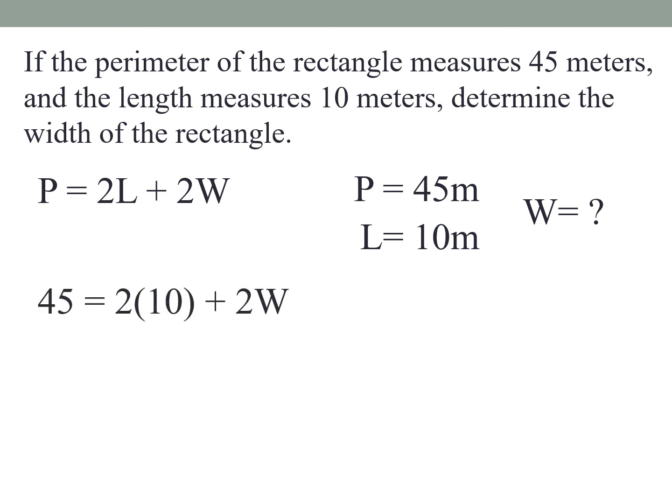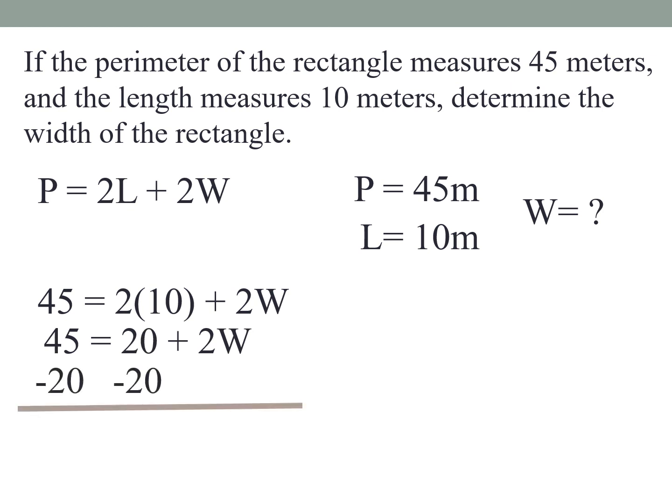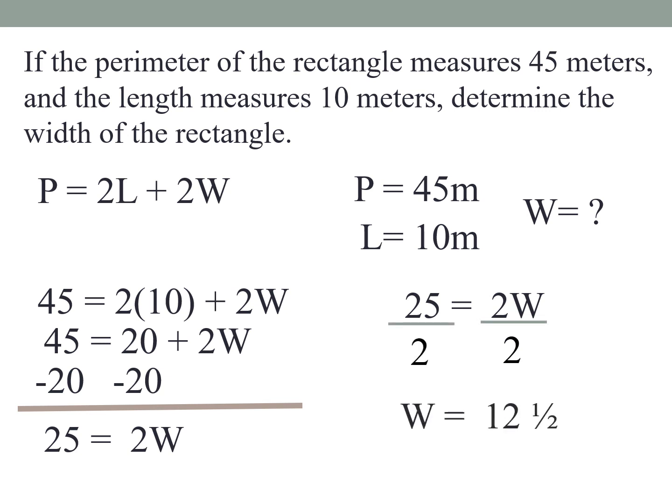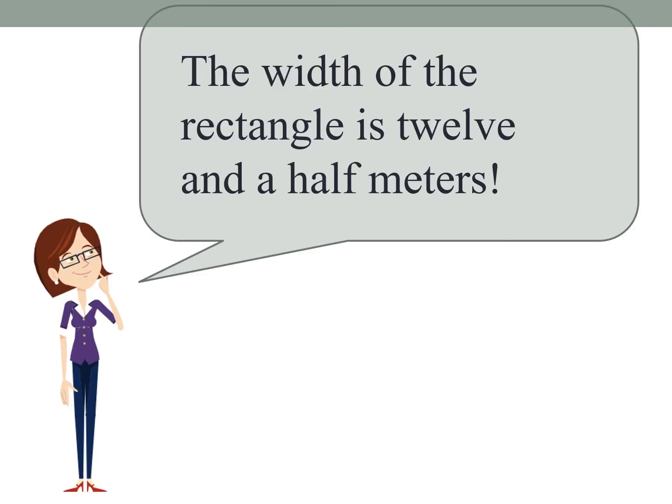So let's plug the two variables we do know into the equation and then solve the equation. Well, 2 times 10 is 20. I can subtract 20 from both sides of the equation, and I'll get 25 equals 2W. And I can now divide by 2 to solve the equation, and I get W is 12.5. But remember, this is a word problem, so you want to make sure you answer the question. The width of the rectangle is 12.5 meters.